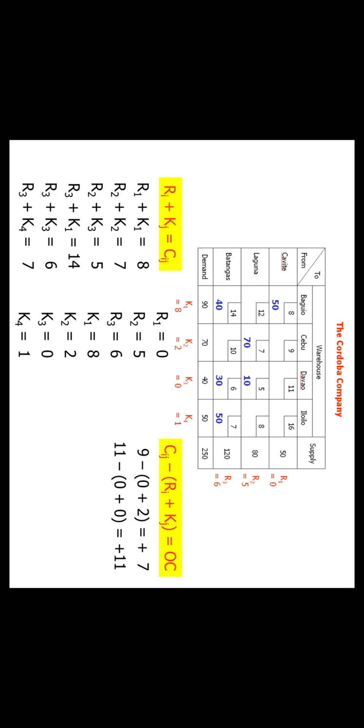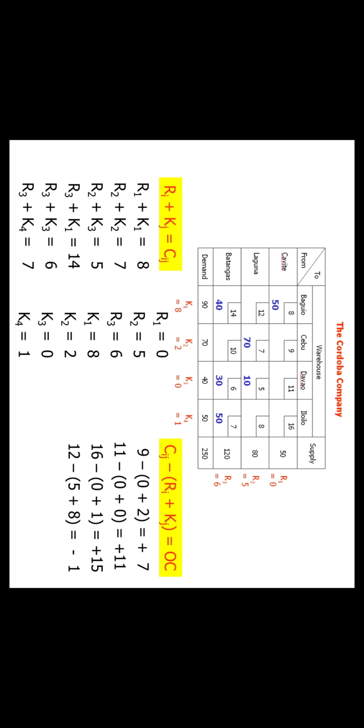Next is the unused cell with a cost of 16. Row position is still at row 1 with a value of 0. Column position is at column 4 with a value of 1. Applying the formula, you have 16 minus the quantity 0 plus 1, or 16 minus 1 is positive 15. Next is the unused cell with a cost of 12. Row position is now at row 2, where R sub 2 is equal to 5. Column position is at column 1, where K sub 1 is equal to 8. Applying the formula, you would have 12 minus the quantity 5 plus 8, or 12 minus 13 is equal to negative 1.